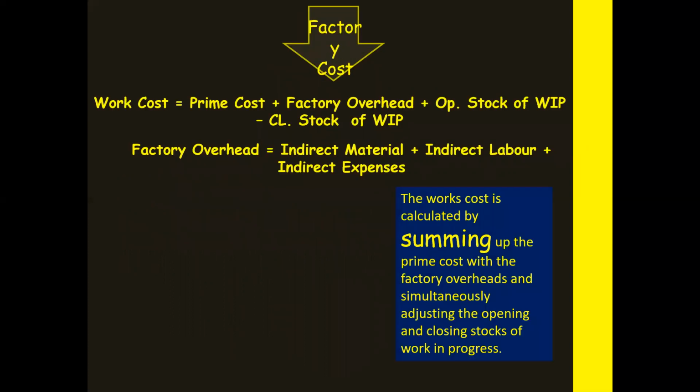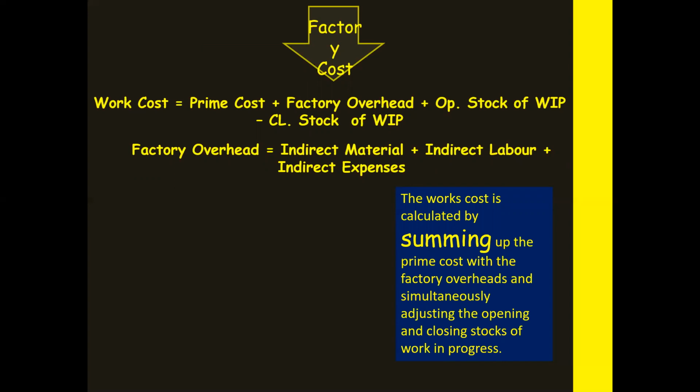The second cost is factory cost or work cost. The cost is calculated by summing up the prime cost with the factory overheads and simultaneously adjusting the opening and closing stocks of the work in progress. It can be denoted as work cost equals prime cost plus factory overhead plus opening stock of work in progress minus closing stock of work in progress. The various indirect overheads incurred at the factory premises can be computed with the help of the following formula. Factory overhead equals indirect material plus indirect labor plus indirect expenses.